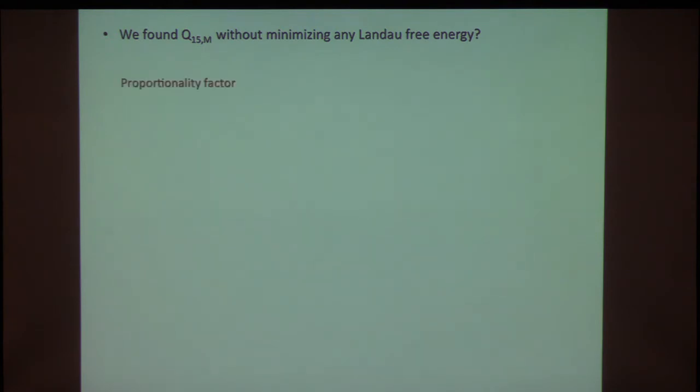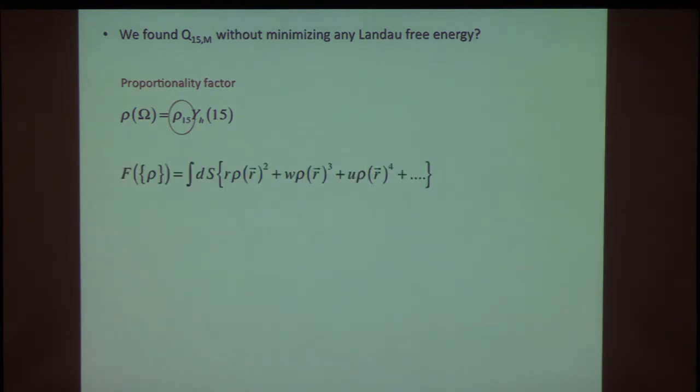That's great. Except you have to write down a proportionality factor, because the density is proportional to an icosahedral spherical harmonic for L equals 15. To get that, you still have to write down a Landau free energy. Remember, it's rho squared, rho cubed, rho to the fourth. If you stick this in here, then the cubic term goes away. Why is that? Because this is odd, and because this is odd under inversion, it integrates to 0. So there's no cubic term. So we have a quadratic and a quartic term.